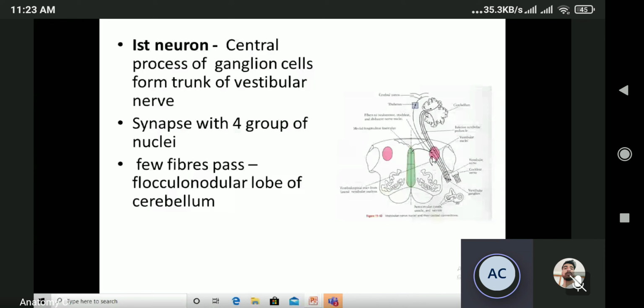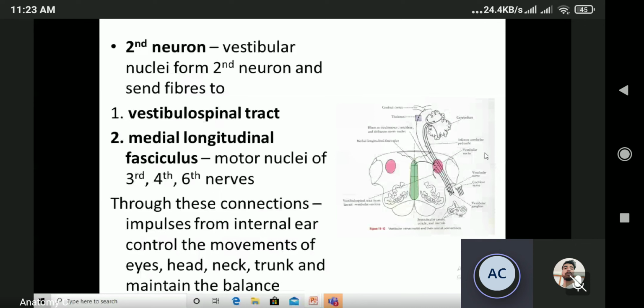Now after synapsing with the vestibular nuclei, a few fibers run towards the flocculonodular lobe of the cerebellum. And the second order neuron is from the vestibular nuclei. From here, a few fibers also go to the vestibulospinal tract. So here it forms the vestibulospinal tract.